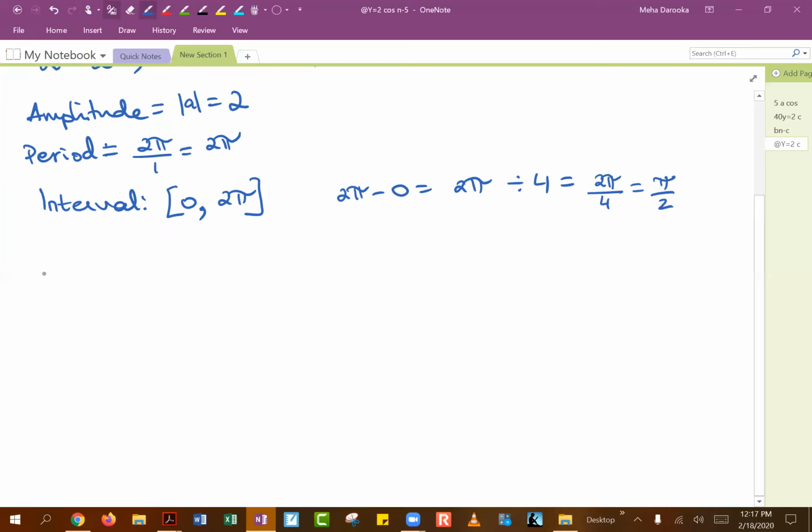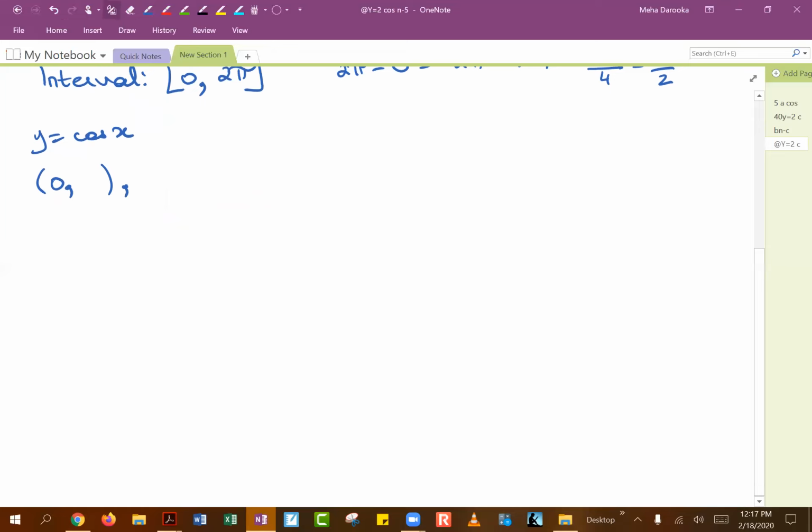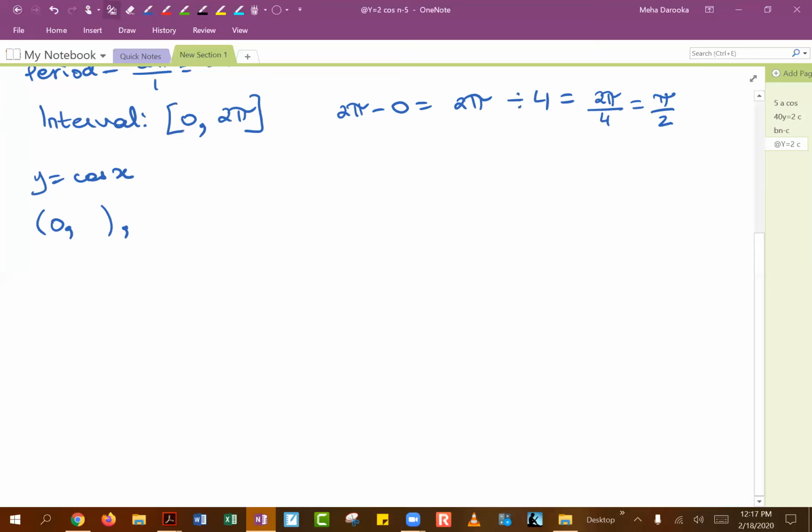So for the original cosine of x function, what would be our ordered pairs? We would start at the left endpoint. What would be our next point? Pi over 2, very good. The one after that? Pi. Okay, next one. 3 pi over 2, and the last one. You would be back at 2 pi, very good.